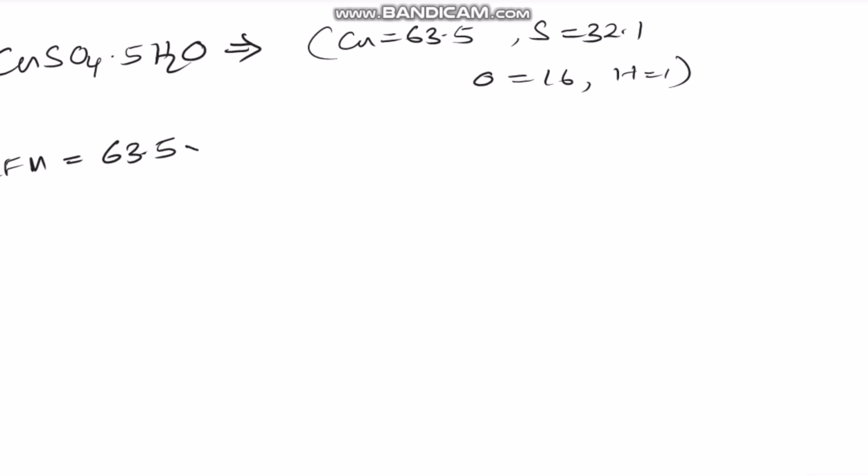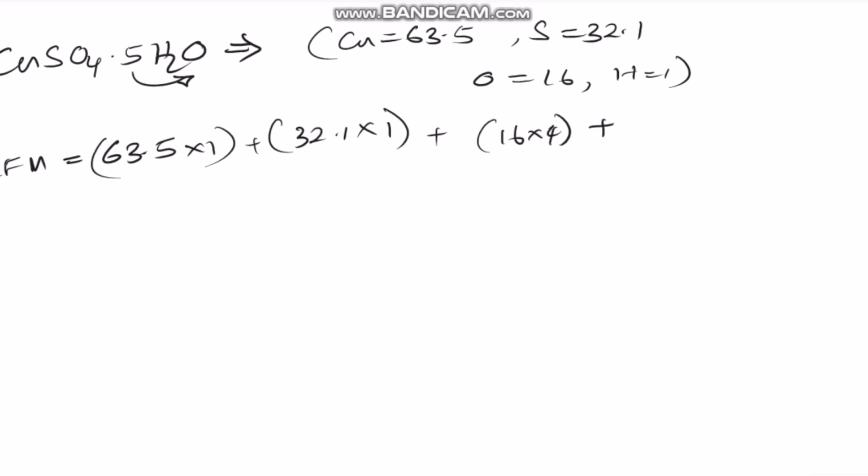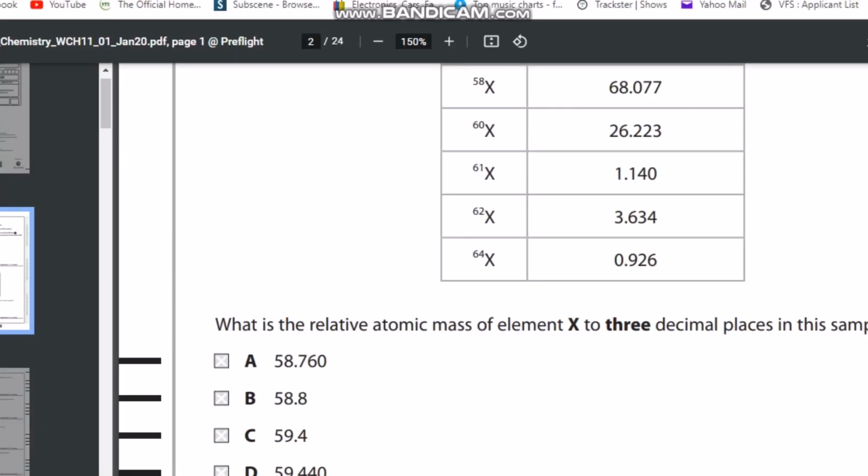63.5 into 1 plus 32.1 into 1 plus 16 into 4 plus, now this 5 belongs only to H2O, so 5 into water is 18 total mass. You can get the answer from there. You get the answer as 249.6. So this is the relative formula mass of copper sulfate 5H2O. The 5 belongs only to H2O. So we go to past paper questions. Very common past papers are there.